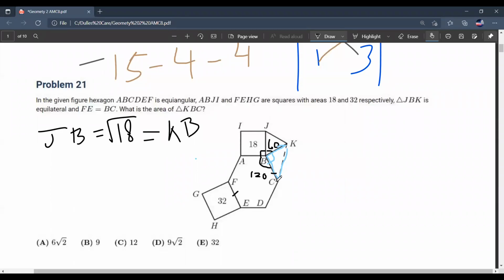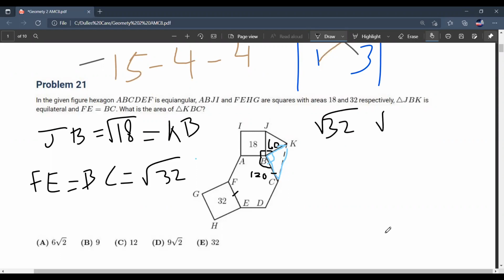Well, FE is the side length of a square. We know the area of the square, so then we can find FE. FE is equal to BC is equal to root 32. So in conclusion, we want to find what's root 32 times root 18 over 2.